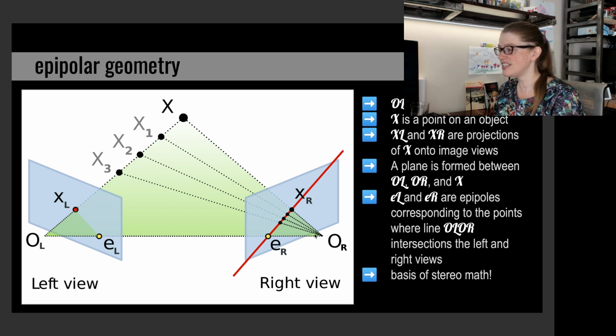Then what you're seeing is EL and ER, which are called the epipoles. That is a line between the two optical centers, which may or may not pass through the image planes. And you can actually see that as some separation there. So this is the basis of the stereo mathematics, and it's explained a little bit in some of the papers, so I would like to give you an opportunity to read a bit more about it there.